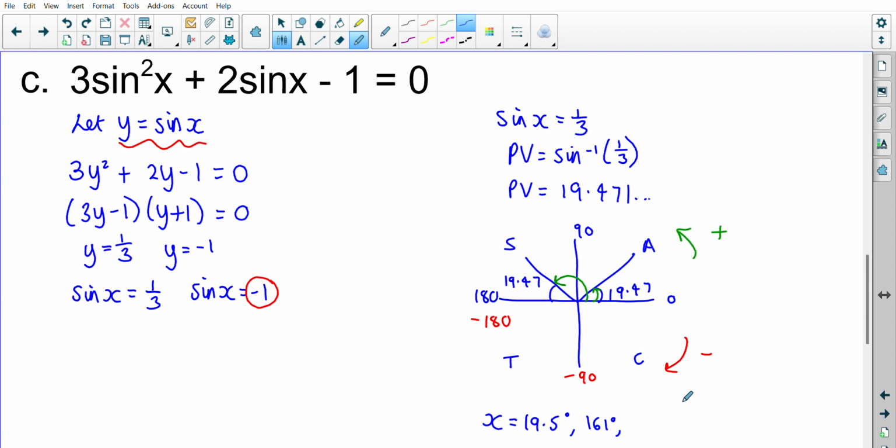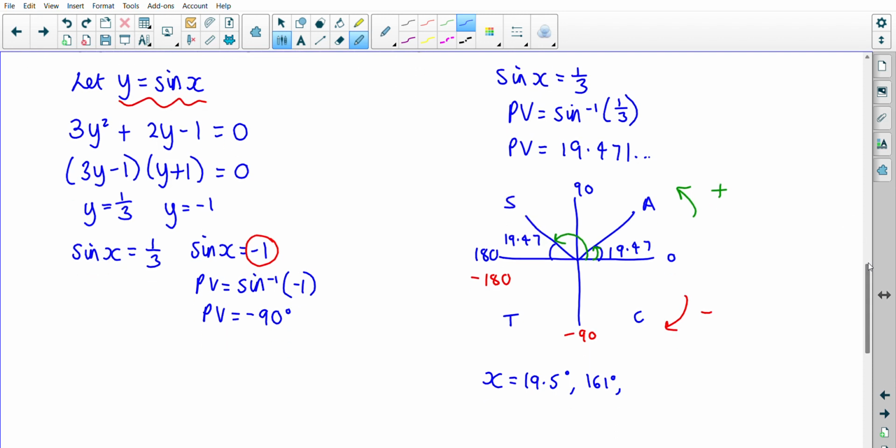Okay. If I go into the negatives, I actually don't have any solutions between 0 and minus 180. So those are the only ones. Now for this one, if I do the principal value, I get minus 90 degrees.